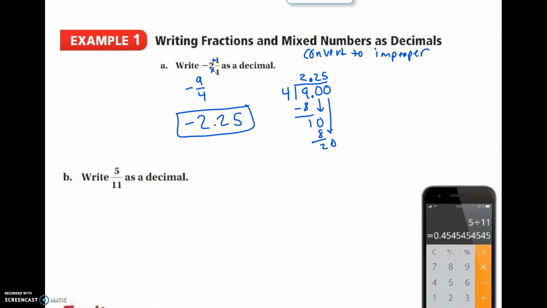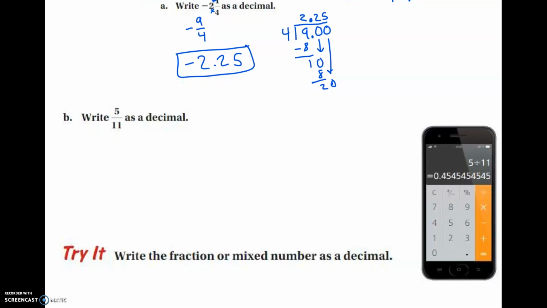Now the next one I'm going to tell you right now is going to be a repeating decimal. And anything that ends in an 11 or that has a 9 on the bottom is going to be a repeating decimal. 11s, 9s, 3s, those are all definitely going to be repeating decimals. But let's go ahead and just see what decimal that is. So we need long division, right? Long division. We just set it up.